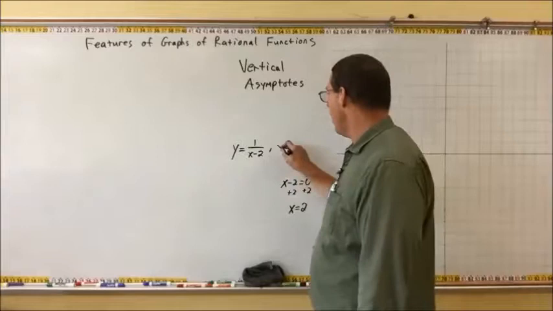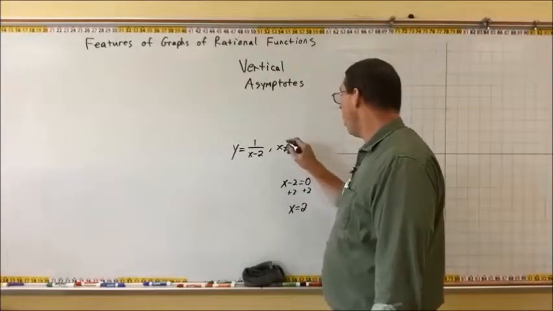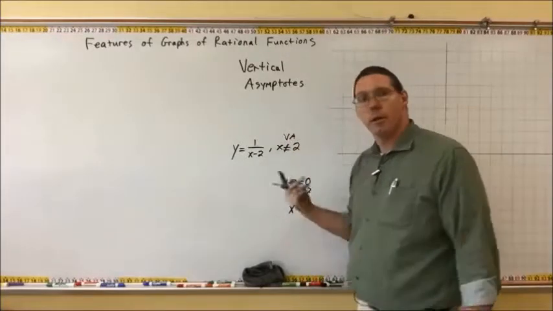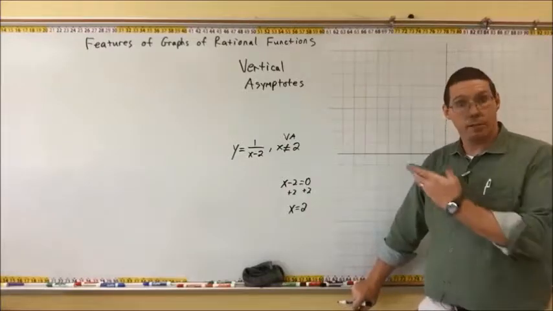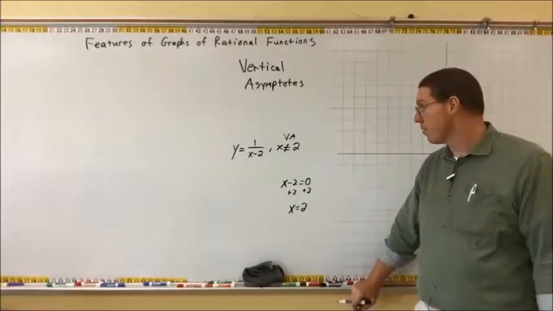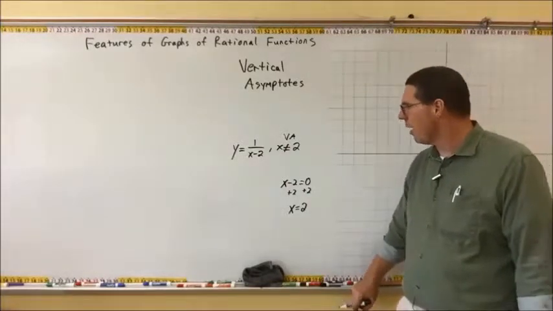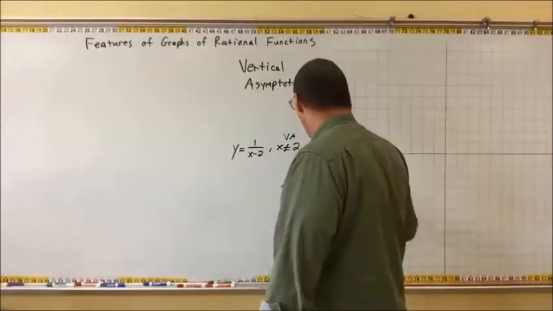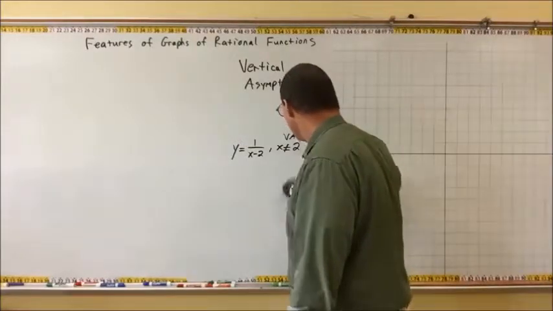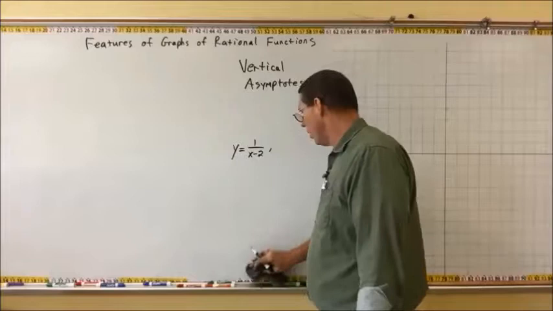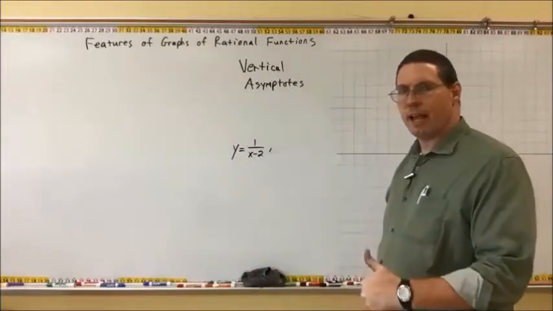By the way, x cannot equal 2. Why? Because of a vertical asymptote. Does this look familiar? You've already had to do this. You've already done this. Okay? So now, but why? Well, here, watch this. Remember how I said that the values tend toward either positive infinity or negative infinity?